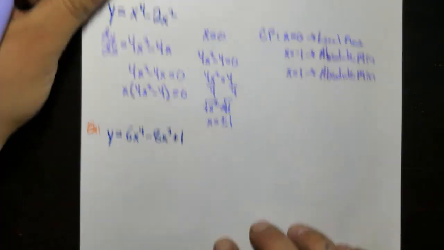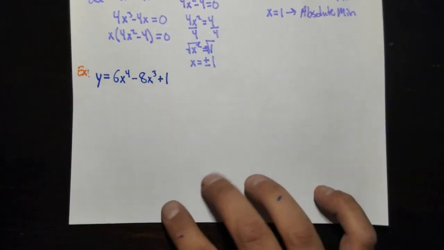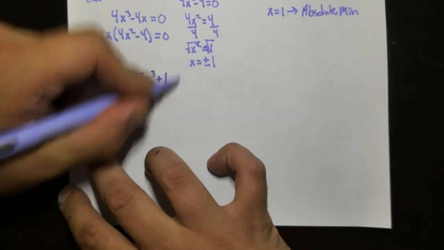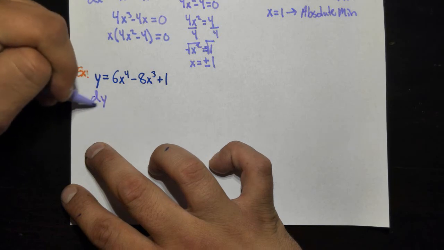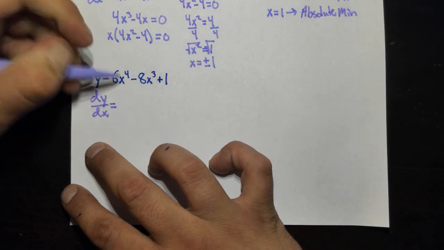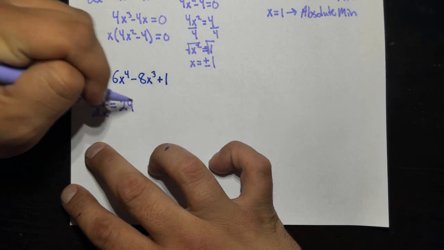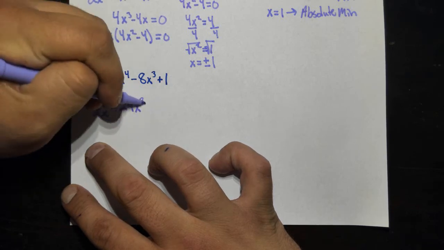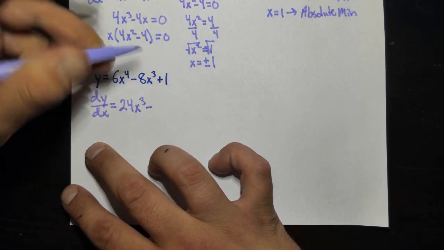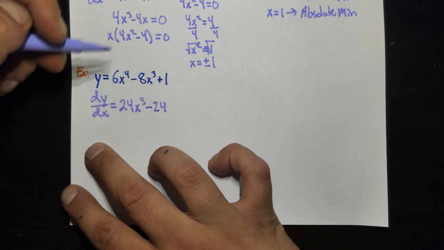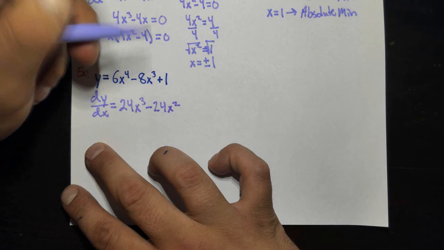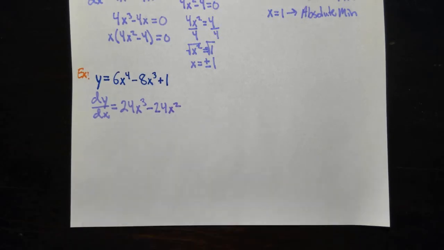Okay. This next one, let's see. Taking the derivative, we need to take the derivative first. dy/dx equals 24x cubed minus 24x squared, and then the 1 goes away since it's a constant. Okay, so let's see here. Now we have the derivative.